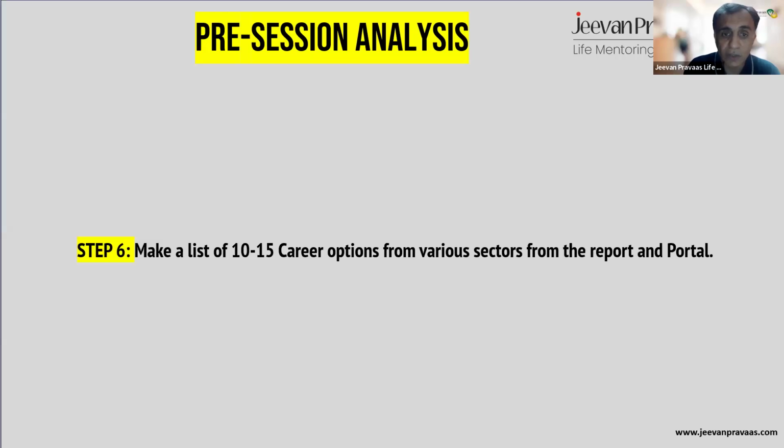So this is step number 6: make a list of 10 to 15 career options from various sectors from the report and the portal. The portal has a career library, so you can go to the career library and do the research on those career options yourself. You will get to know which personality and abilities are fitted there, so you'll be able to do the correlation in the portal itself.